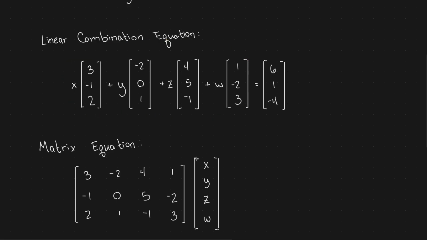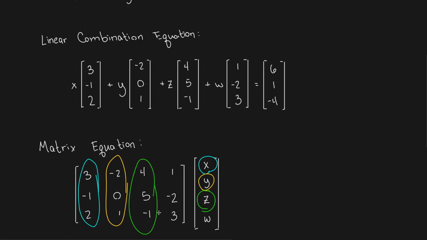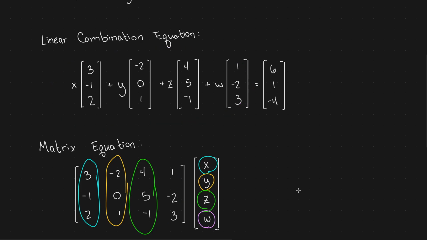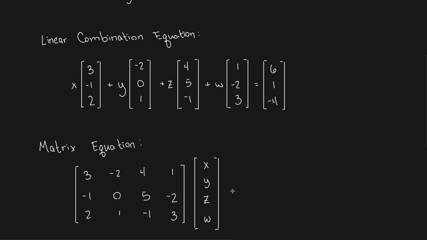And based on what we know about matrix multiplication, this matrix product is going to equal this linear combination. Remember, this x gets multiplied by this column. The y gets multiplied by the second column. The third variable z gets multiplied by the third column. And the fourth variable w gets multiplied by the fourth column, giving us exactly what we have on the left side of this equation. On the right side, we have vector 6, 1, -4.